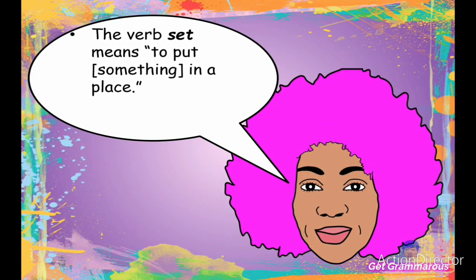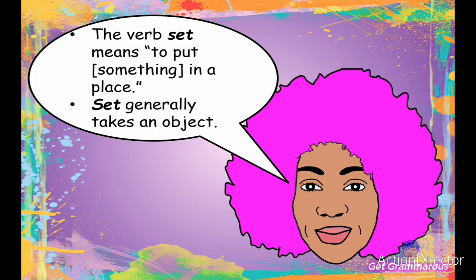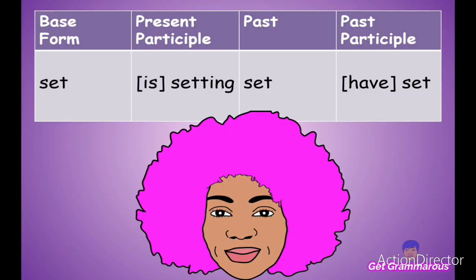The verb set means to put something in a place. Set generally takes an object. The base form of set is set, the present participle is setting, the past tense is set, the past participle is have set. So set is an irregular verb, meaning that it doesn't change form in any of the tenses.